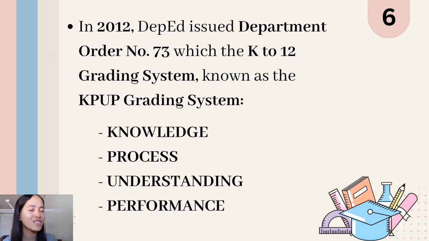And to measure how well students achieve these learning outcomes, the Department of Education uses the KPUP grading system, KPUP, which stands for Knowledge, Process, Understanding, and Performance. These 4 levels describe different types of learning outcomes and how they are assessed.